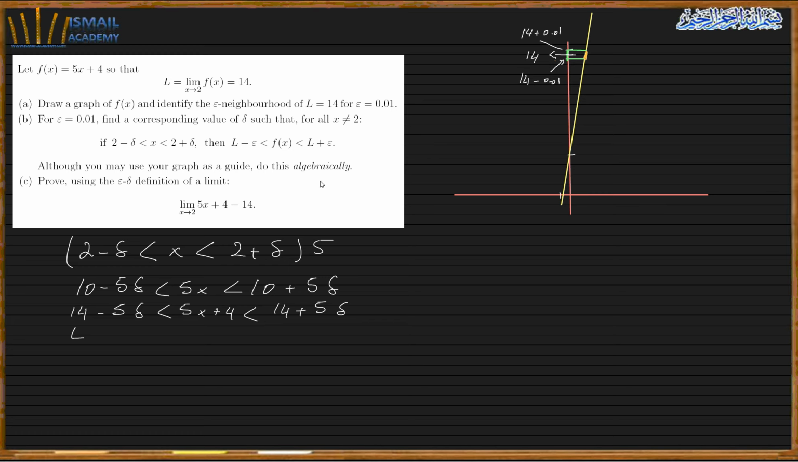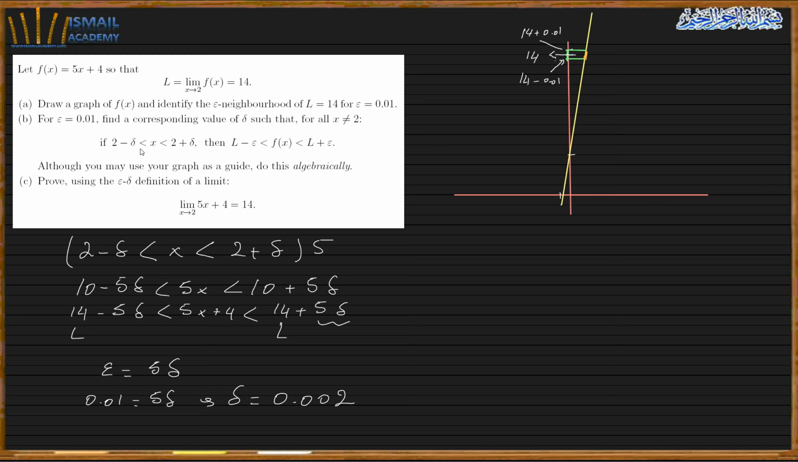So therefore, this will be my epsilon. So epsilon will be equal to 5 delta. And we know that epsilon is 0.01, equal to 5 delta. So therefore, if I divide both sides by 5, delta will be 0.002. So this will be my delta. As you see, it is very simple.